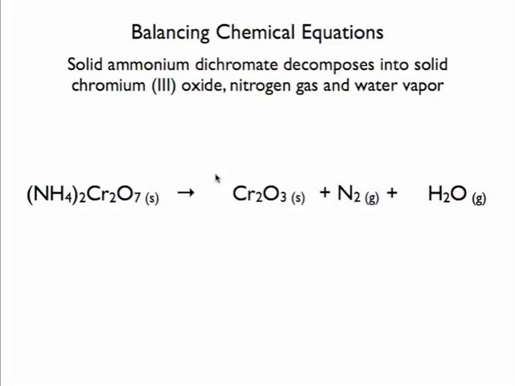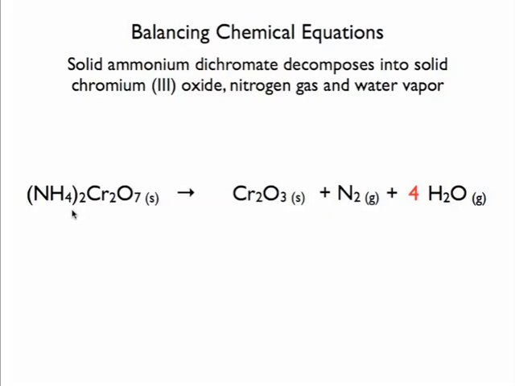So we want to look at the chromium first, since nitrogen is on its own. Hydrogen and oxygen, of course, we save for the end. Chromium, already balanced. So the next thing we'll look at is the hydrogen, since the oxygen is in 2 different compounds on the product side. Hydrogen, we have 2 hydrogens here in the water molecule and 8 in the ammonium dichromate. So you'll need to put a 4 in front of the water molecule.